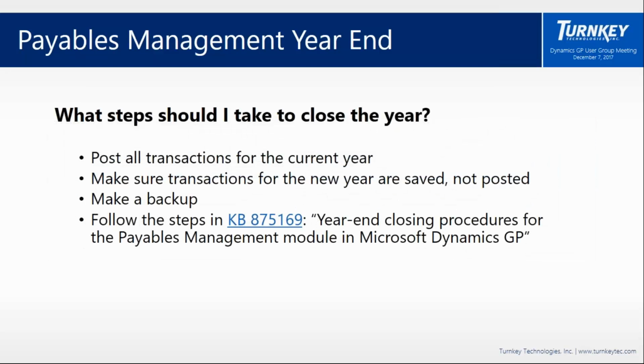Again, very important: post all your transactions for the current year. If you do have transactions for the new year, for example, if you have to pay somebody and you haven't closed yet, let's say you are closing the first week of January and you've got some checks that need to get out, and you want to do those for the year 2018, just save them in a batch and don't post them, because once they're posted, that's when they affect those buckets that I've been talking about before. If they're in a batch, they're just saved for now, and you can always post those later. And of course, again, make a backup.